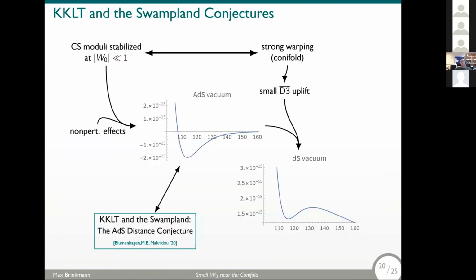Okay, now that we have basically solidified this connection between W0 and the Conifold, I want to say a couple words about KKLT, the AdS vacuum of KKLT, and the AdS distance conjecture.